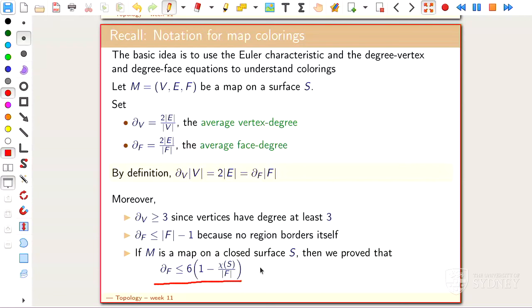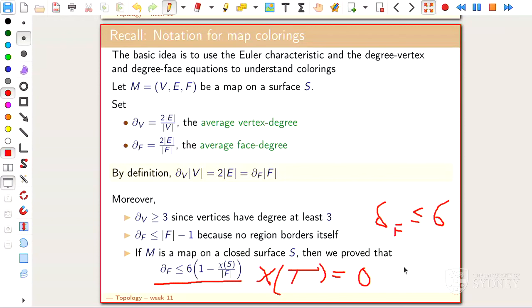So the average face degree, we are asking now the question, I have my large map, what is the average degree of countries, so how many neighbors do they have on average, and you can always bound it by this number, where there's some Euler characteristic, and note that the Euler characteristic most of the time is negative, so whatever is written in brackets will be positive, and this is really a kind of a bound. So let's say for the torus, chi of the torus is 0. So for the torus we get the average face degree is smaller or equal to 6.